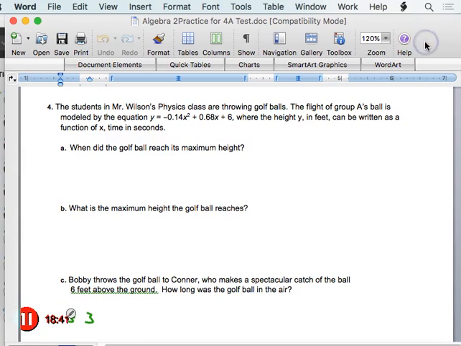All right. The students in Mr. Wilson's physics class are throwing golf balls, keeping track of stuff. The flight of Group A's ball is modeled by this equation. Well, that's not a very friendly equation right there. There it is, decimals and all, where the height y in feet can be written as a function of x, time, in seconds.